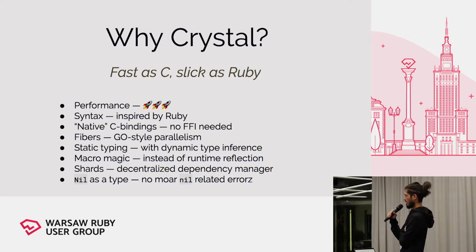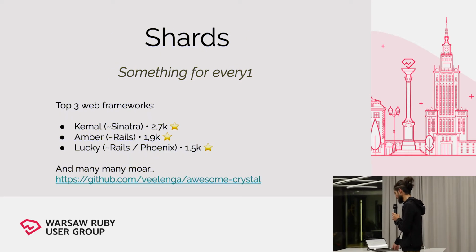Another thing worth saying is that there is no such thing as a nil. I mean, nil is a type, so there is no accidentally just running into it. You can always define the type you want, basically whether you want it nillable or not. Also known from Swift, for instance.